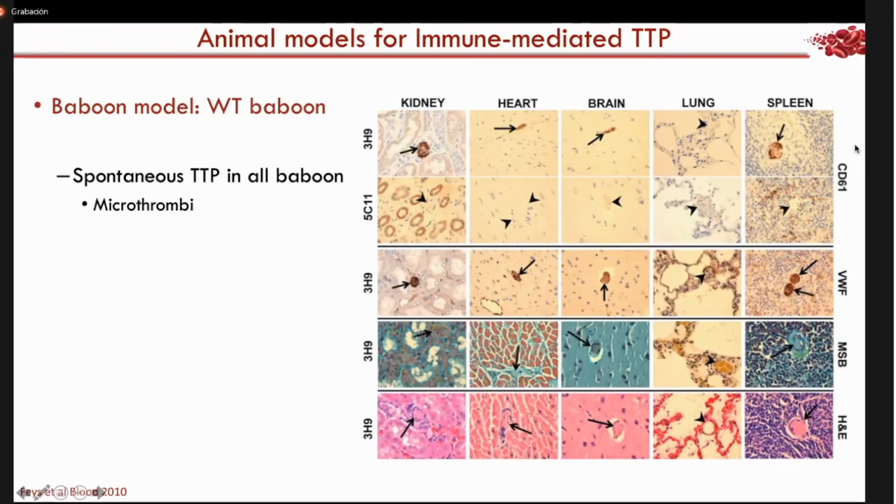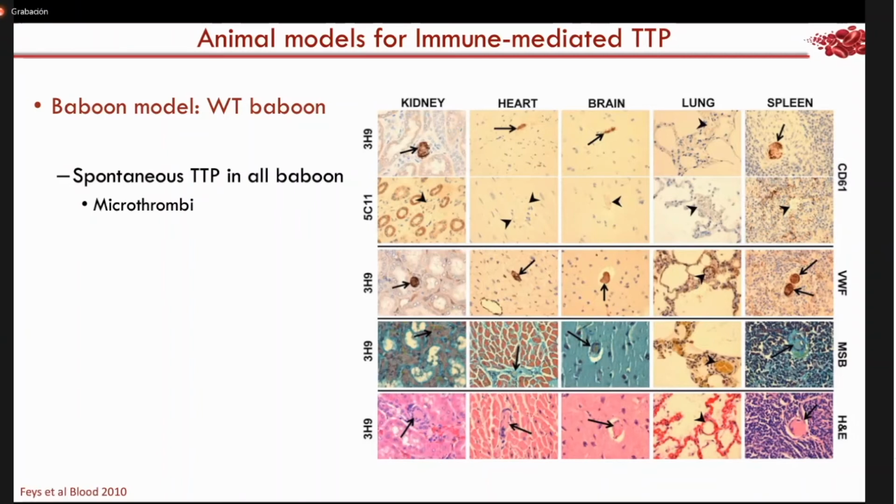If we stain the microthrombi for platelets, which is CD61, you see this brown color appearing in the heart, the brain, the spleen, but not the lung. And you do not see these microthrombi in the control baboons. If we stain the microthrombi for VWF, you see the brownish color. So the thrombi are platelet and VWF rich, which is typical for TTP microthrombi. And they were negative for fibrin, which is the MSB staining. If they would be positive for fibrin, you would expect a red color.